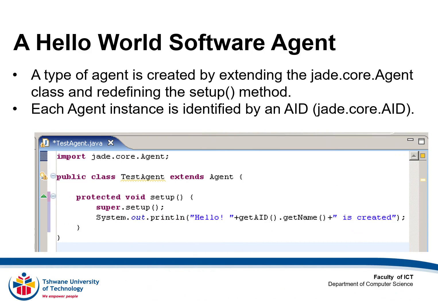You should by now also be familiar with the Hello World example. For that, you will have relied on the jade.core.Agent class, and you will have had to redefine the setup method. When you look at the code snippet on your screen, you had to import jade.core.Agent to then be able to extend Agent for the class that you are creating, which in this particular case is TestAgent. You then created a function to print hello, and then print the name of the agent, and then say that particular agent is created.